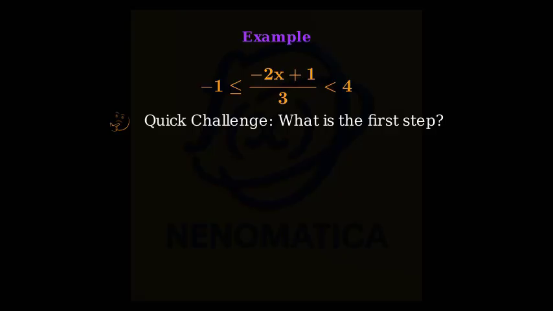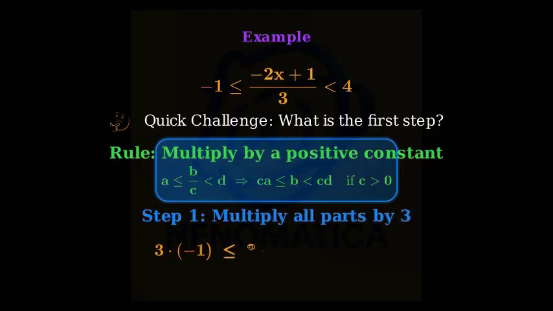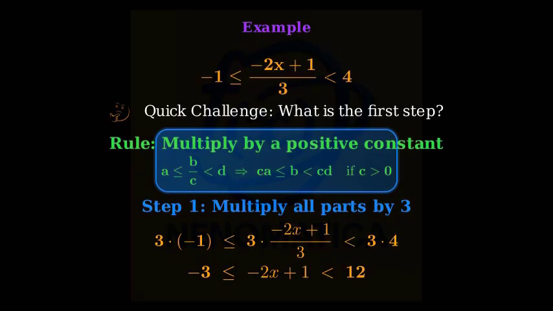Step 1. Multiply every part by 3. Because 3 is positive, the inequality directions stay the same. Rule. Multiplying a compound inequality by a positive number keeps the signs. We write 3 times -1 less than or equal to 3 times the middle, less than 3 times 4. Now simplify to get -3 less than or equal to -2x + 1 less than 12.